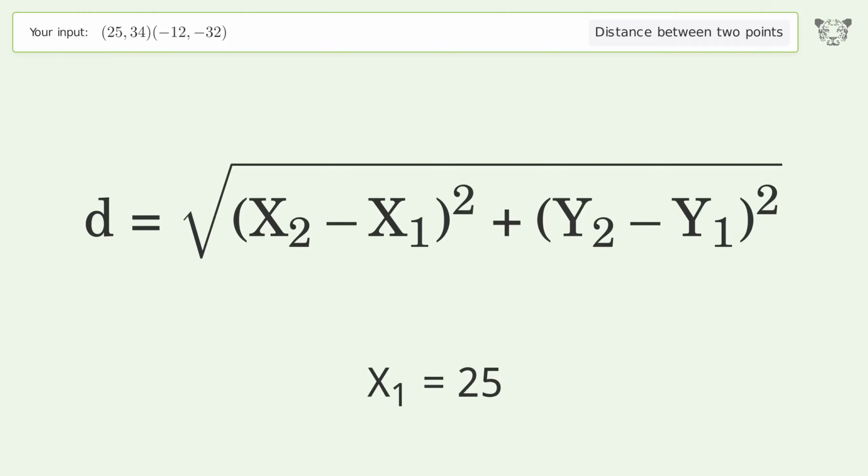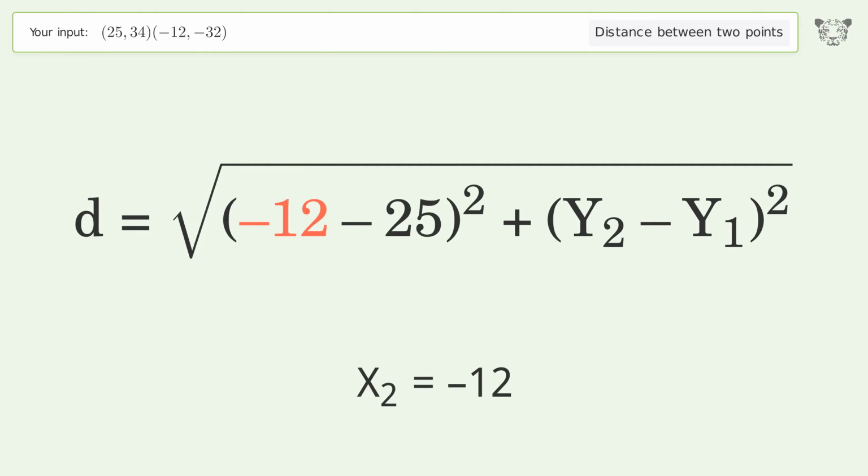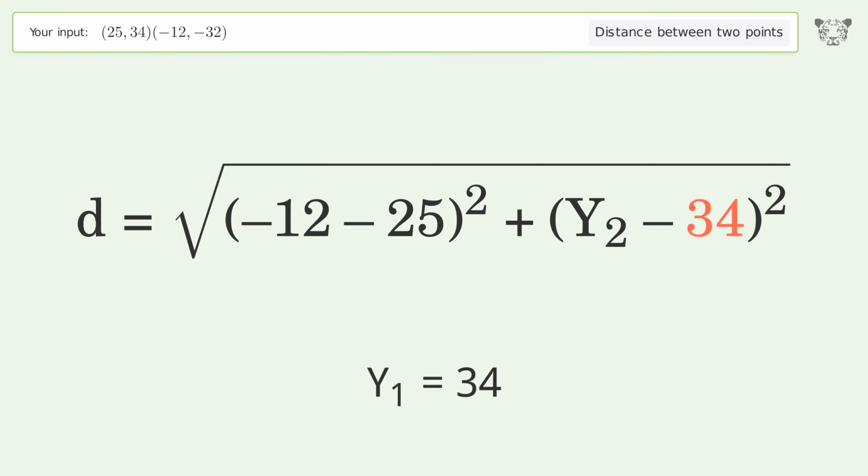x1 equals 25. x2 equals negative 12. y1 equals 34. y2 equals negative 32.